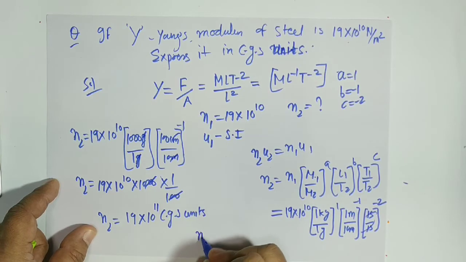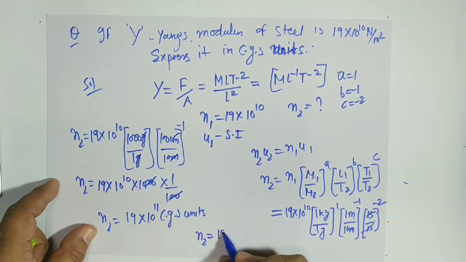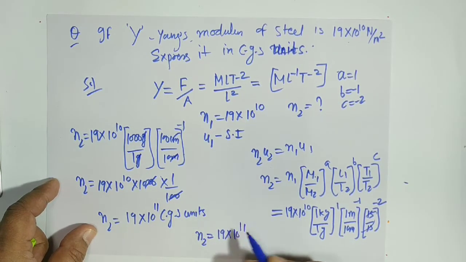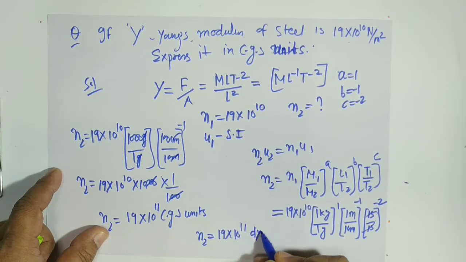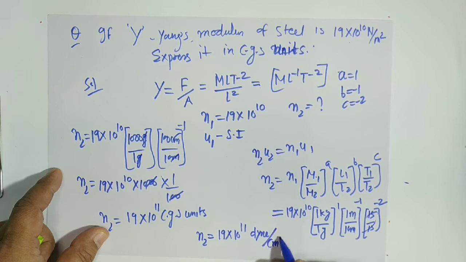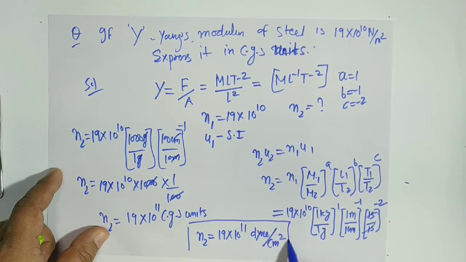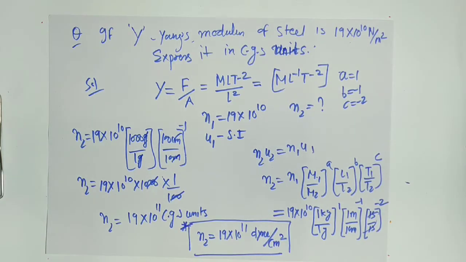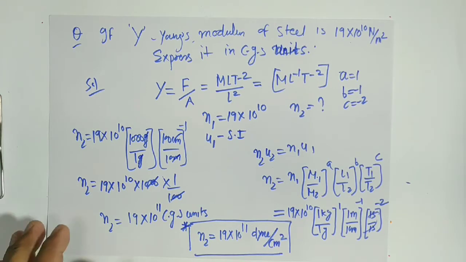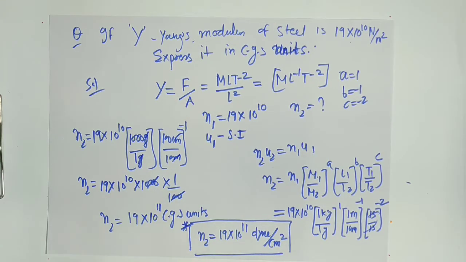But if you know the unit, you can write it. It will be 19 into 10 to the power 11. In place of Newton, it's dyne per centimeter square. So this is how we get the conversion. Conversion can be done from CGS to SI, SI to CGS, CGS to new units, SI to new units. So this is another question which I have explained you, and this is how we are going to solve it.